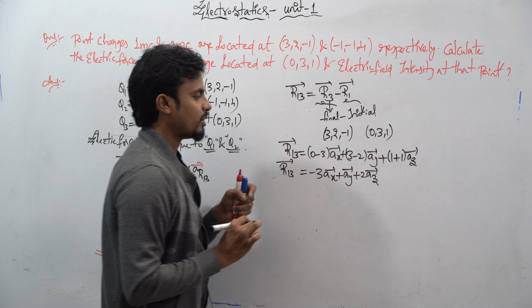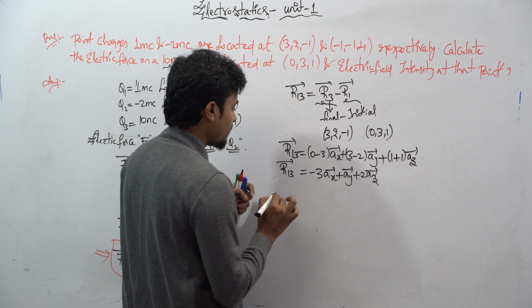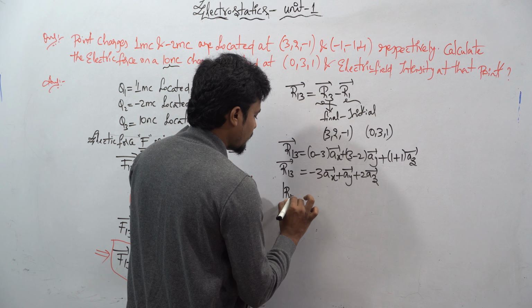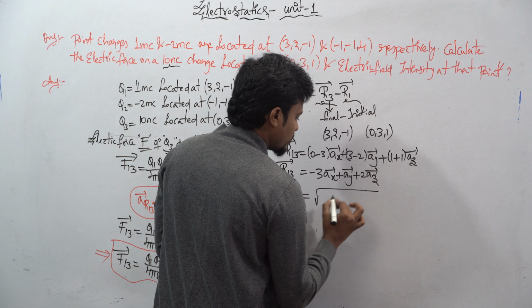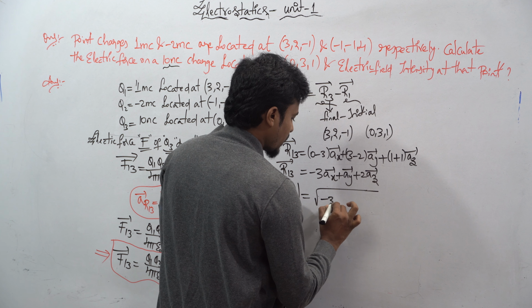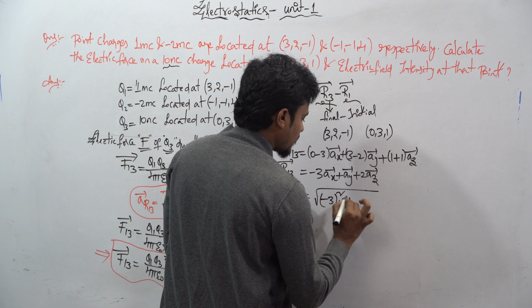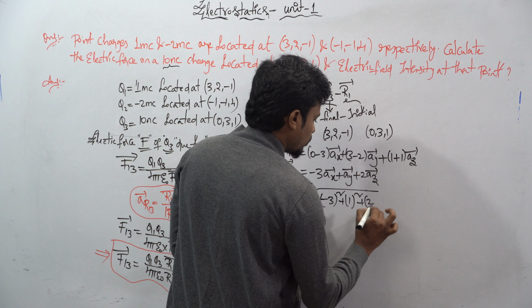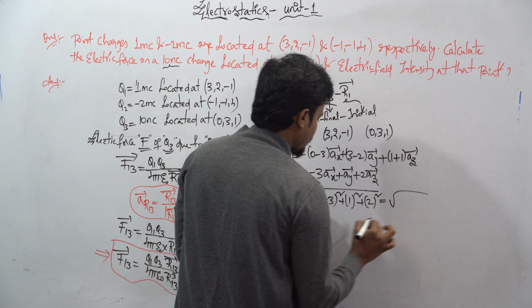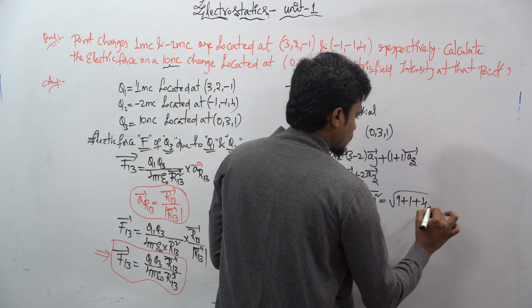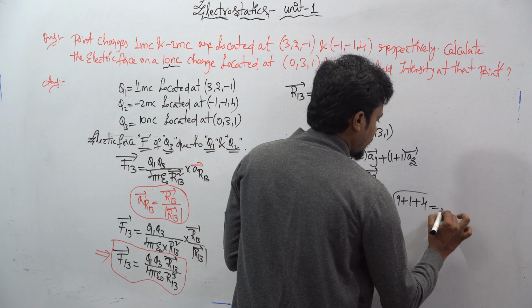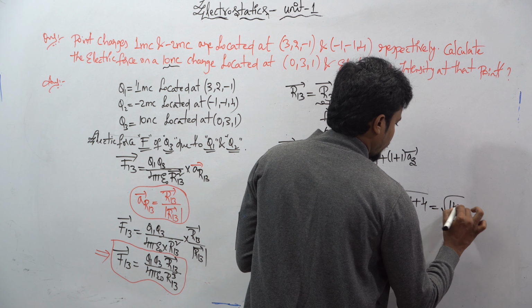If you want to apply the modulus for this, what will happen? This will become the modulus of r13 bar. Modulus means you have to do the square root of minus 3 whole square plus 1 whole square plus 2 whole square. So this will become 9 plus 1 plus 4, so this be the 14, right? Right, 14.